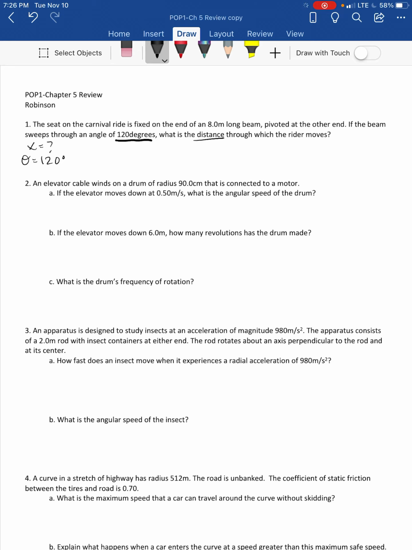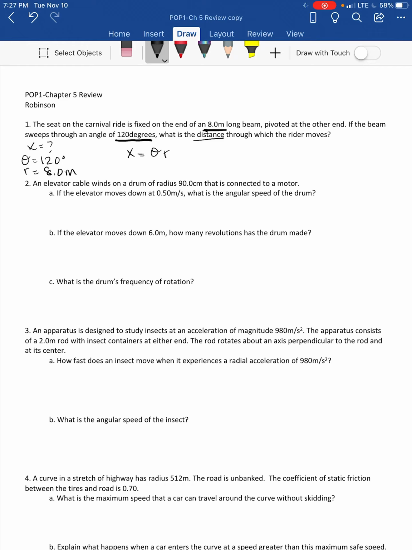And it also gave us this 8-meter long beam. So think about it. If there's a beam and you're on a carnival ride that's fixed at the end of it and it's making a circular path, then the length of that beam right there is the radius. Okay, so just wanting to point that out. So we have a radius of 8 meters. And so if you go through your equations, you should have one that looks like this.